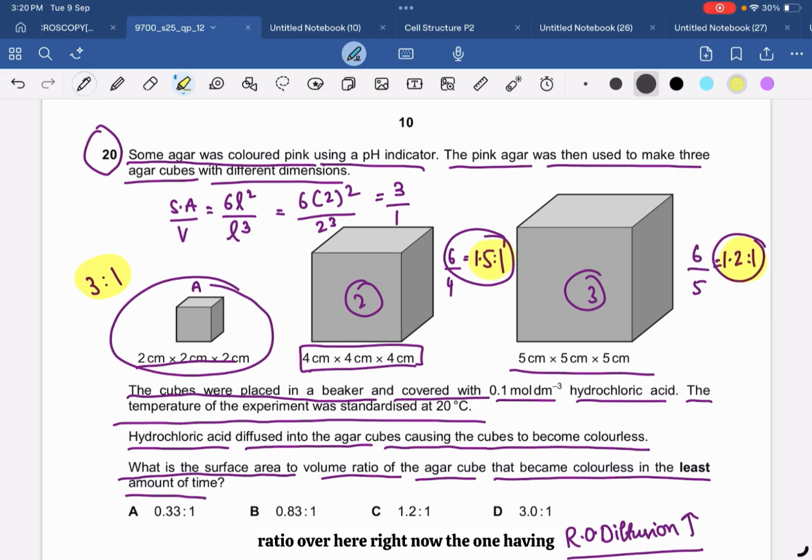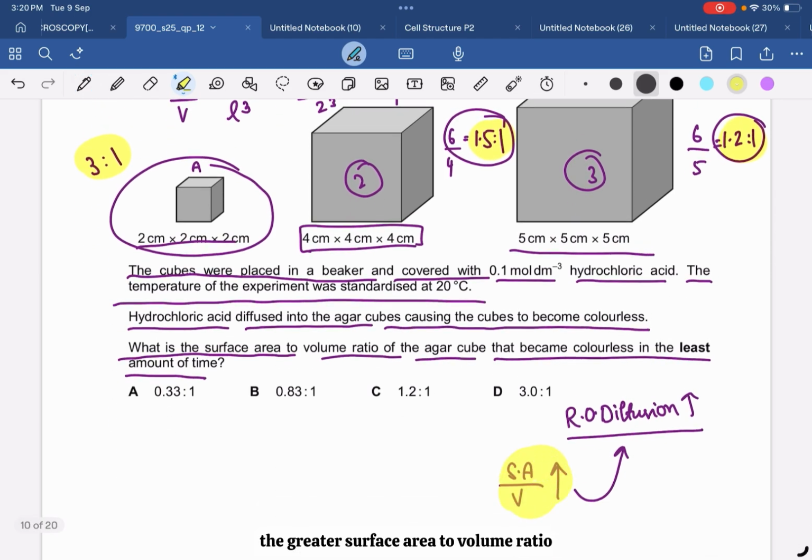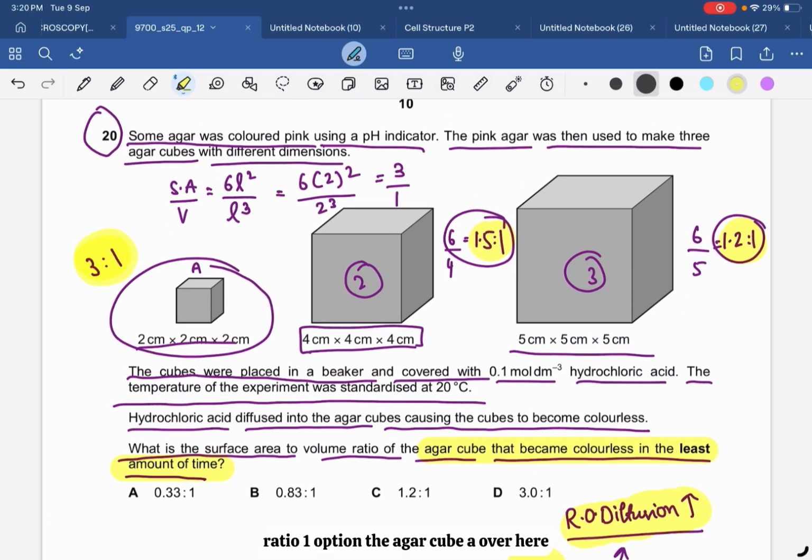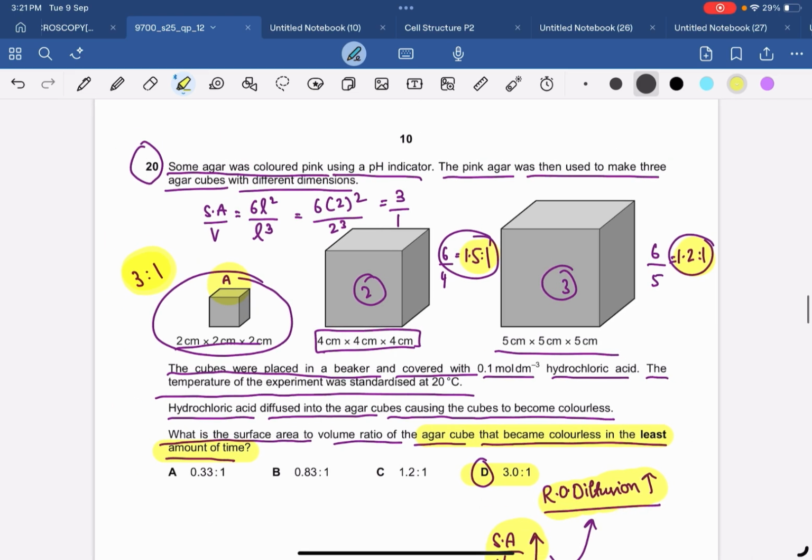right? Now the one having the greater surface area to volume ratio will have a greater rate of diffusion, and the one that will have a greater rate of diffusion is that agar cube that will become colorless in the least amount of time. So it would be 3:1, the agar cube A over here. So the correct answer would be option D, 3:1. The agar cube having the surface area to volume ratio of 3:1 will become colorless in the least amount of time. So that was about question 20.